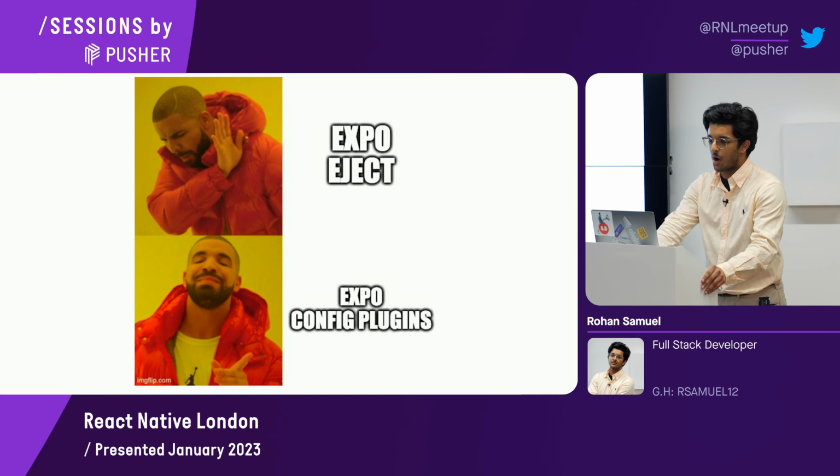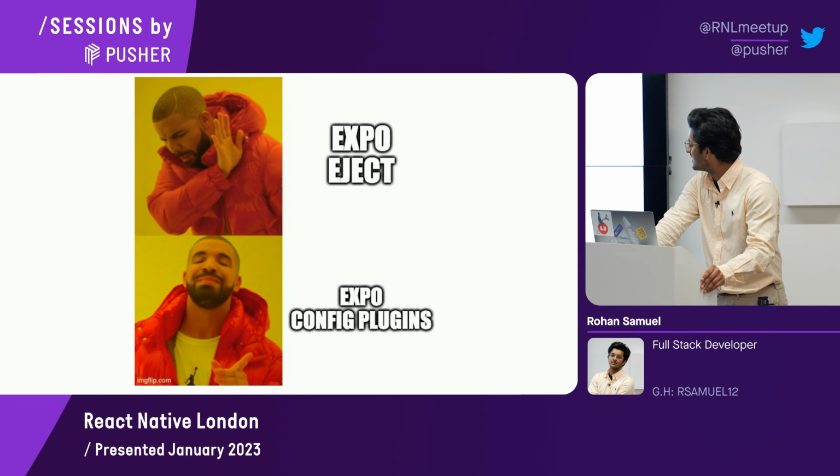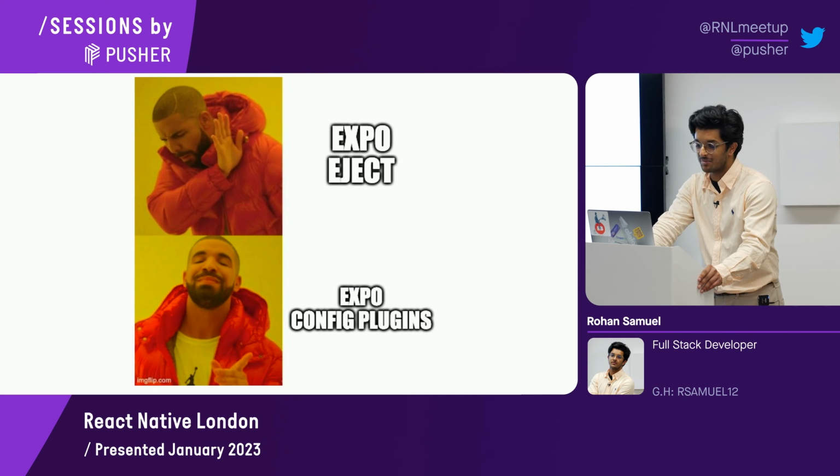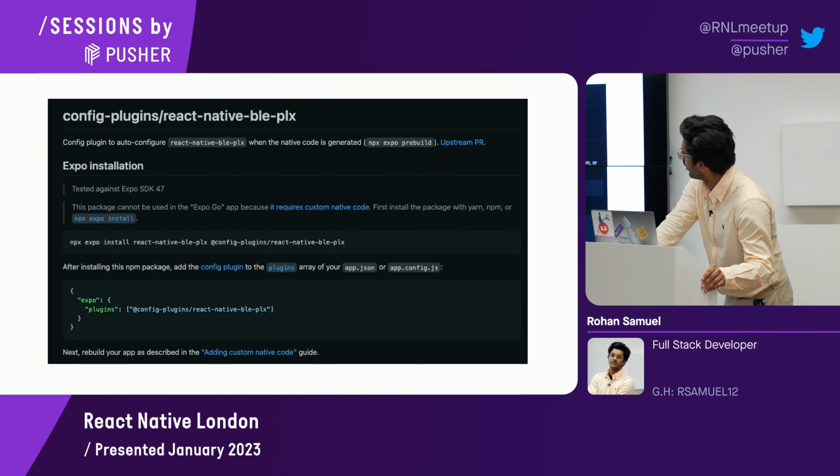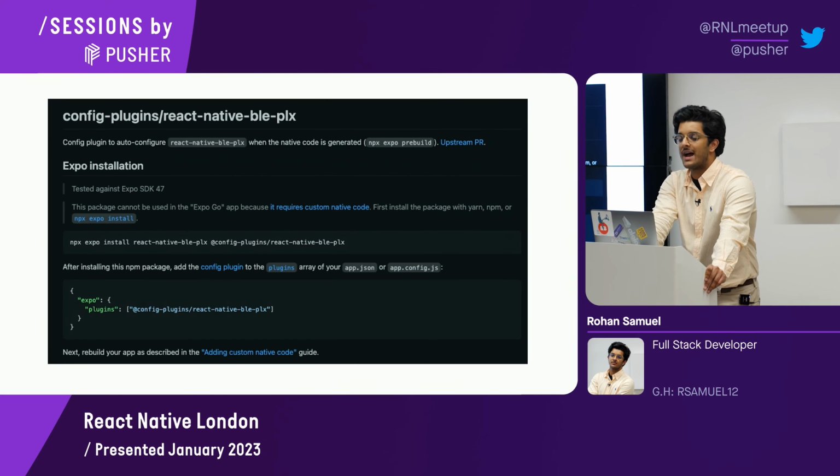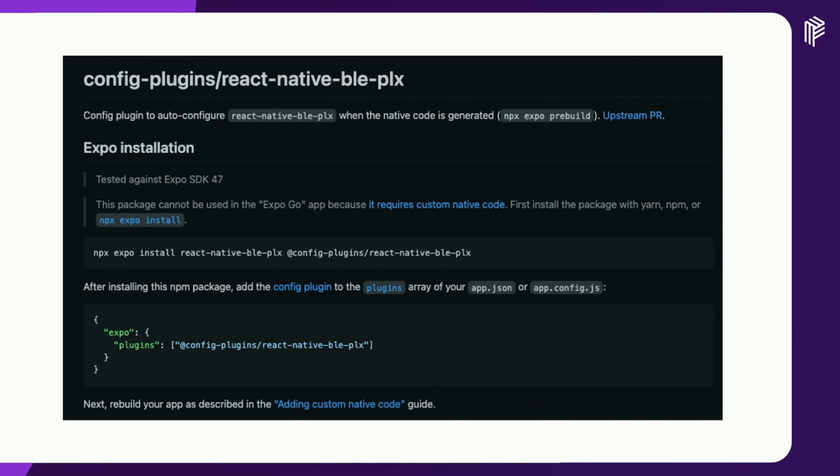So up came the holy grail, which was the Expo plugins, or Expo config plugins, that are provided by Expo on their repos. What these essentially are is a way of adding custom native modules into your application without needing to eject Expo.